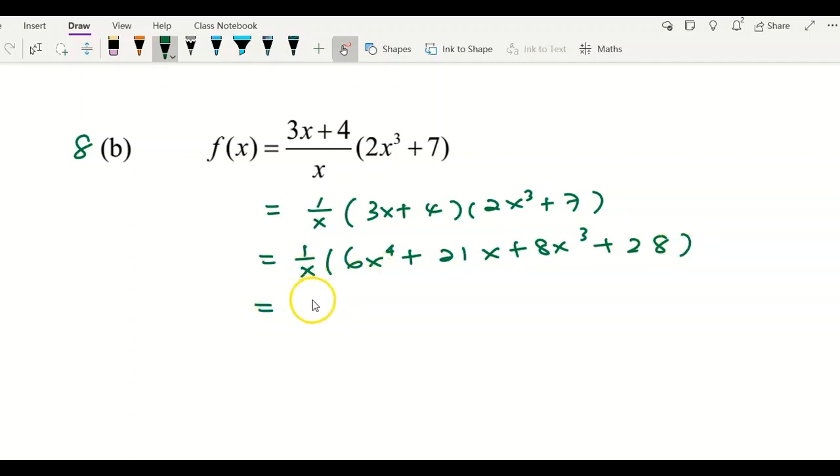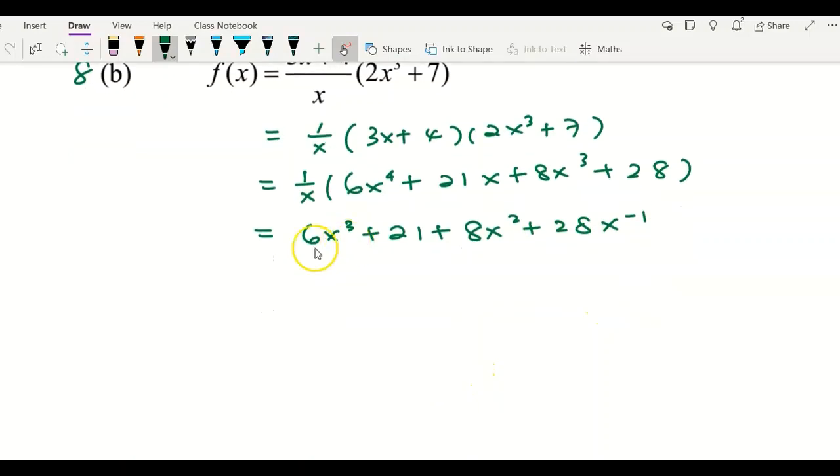I do it step by step. I have my 6x power of 3 and plus 21. Plus after that we have 8x squared and plus 28x power of negative 1. So once you have simplified the f(x), this is your f(x), you can get your f prime x. F prime x means that you are going to differentiate term by term.